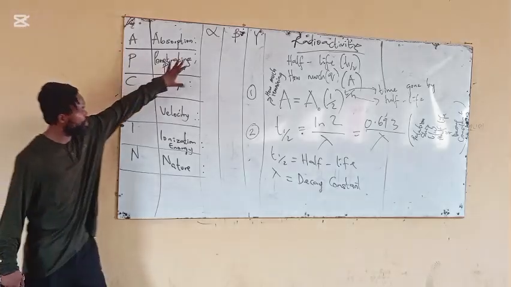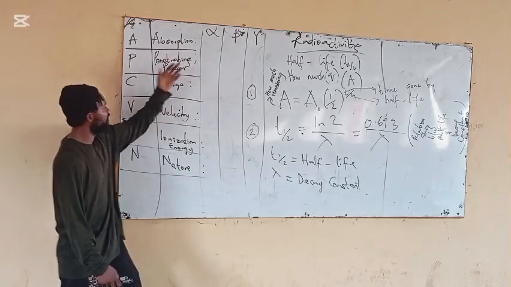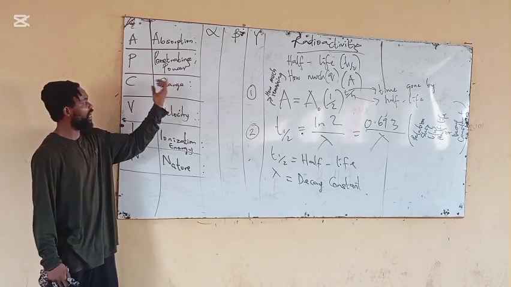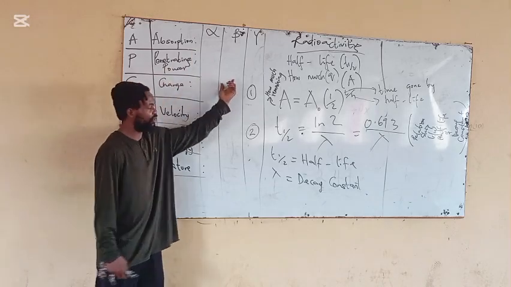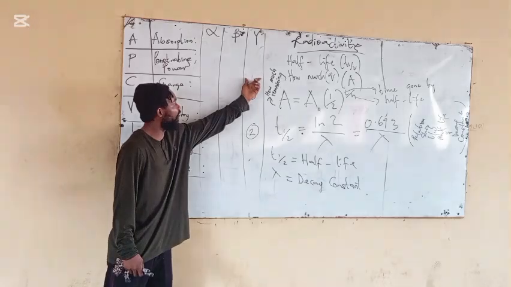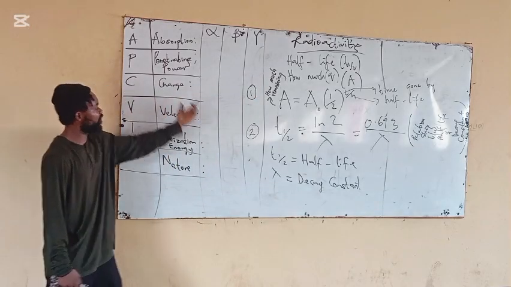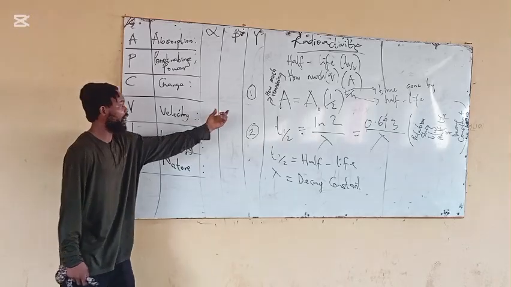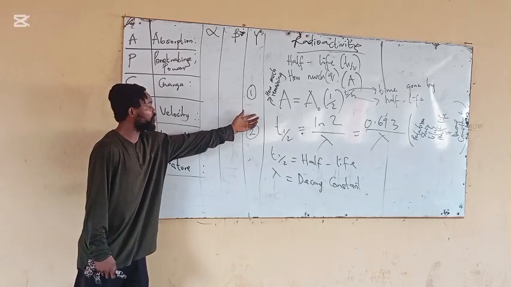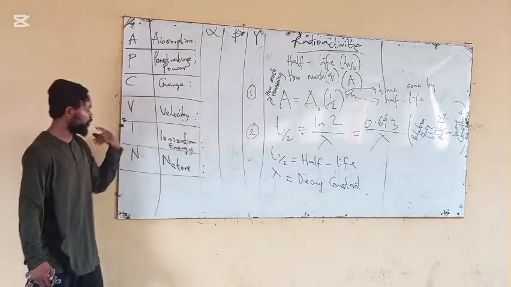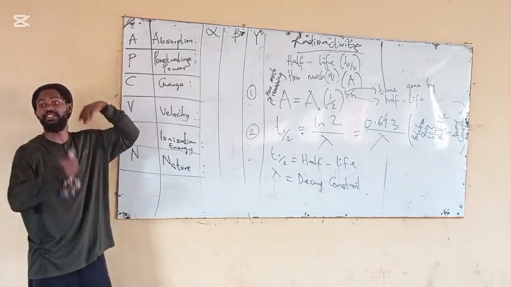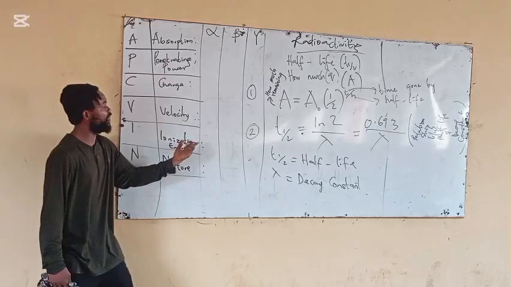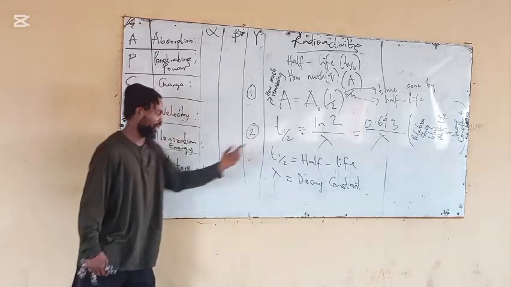Once you do this one for me, you know that definitely this one has the highest penetrating power. This one has the lowest. This one has the charge of +2. This one has -1. This one has no charge. Velocity: this one has like 20% of the speed of light. This one has about 5% of the speed of light. This one is almost the same as the speed of light. Ionization energy: if your mass is more, you will have more ionization energy, which means that this one has more ionization energy, followed by this one. This one has the least ionization energy.